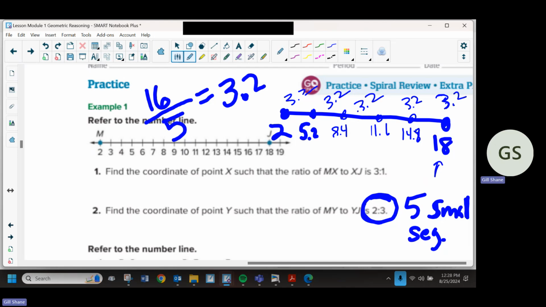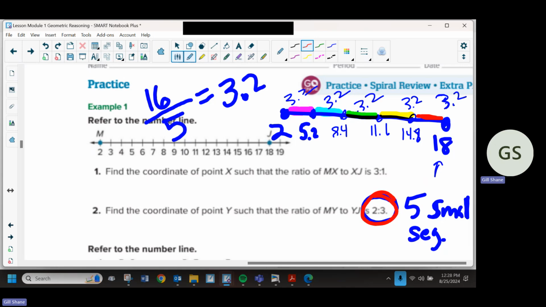So again, I would have to use an extra highlighter there. 1 segment, 2 segments, 3 segments, 4 segments there. And here, we'll just use a regular pen color. And then 5 segments there. So I created 5 equal length segments, which is exactly what I wanted from the ratio.